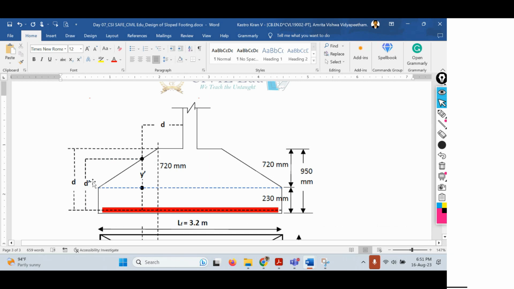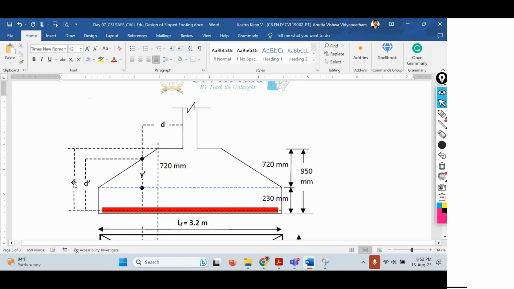So how will you find it out? We know the overall depth is 950 mm, and the diameter of the steel bar is 16 mm. Let me open my calculator. The overall depth is 950 mm minus the bar diameter, considered as half the distance, so 16 by 2 is 8. That will be 942 mm, this distance. But there is still some calculation that needs to be understood here. Let me write that part.